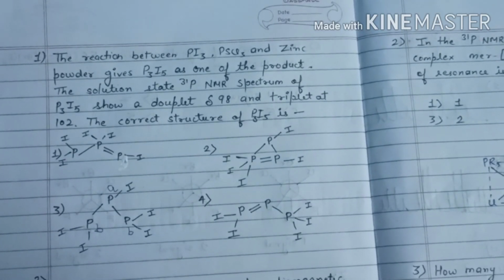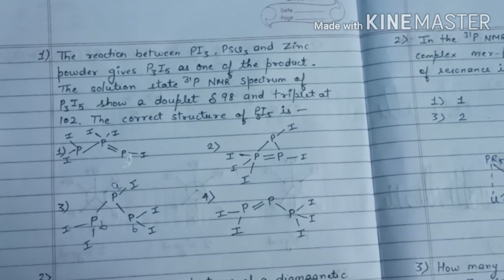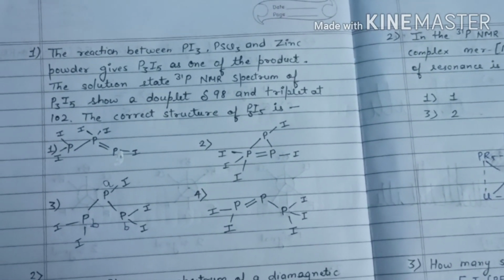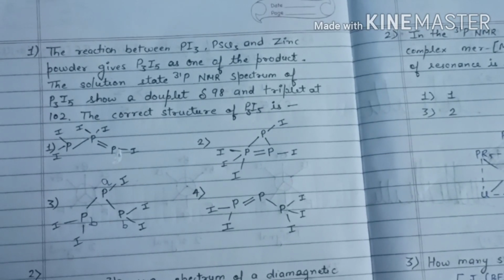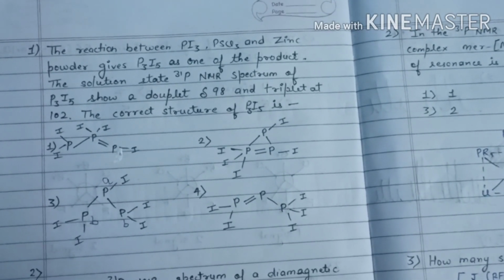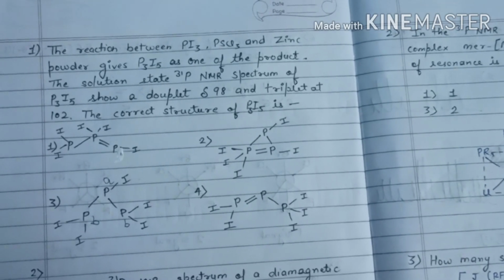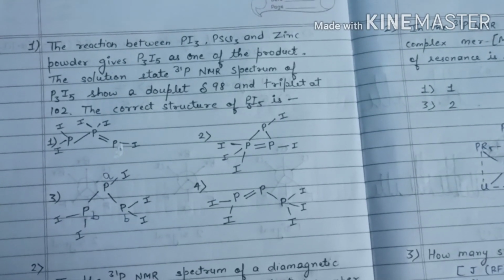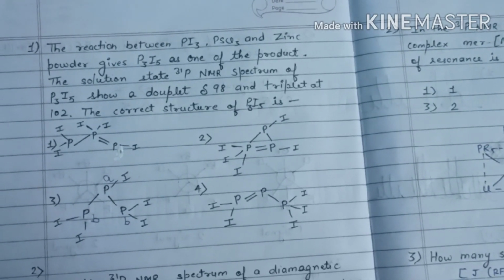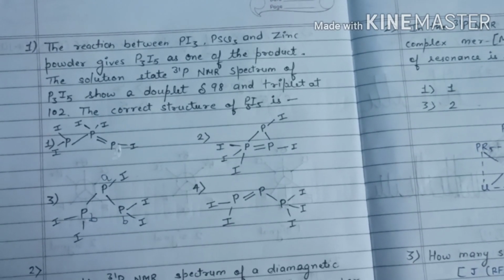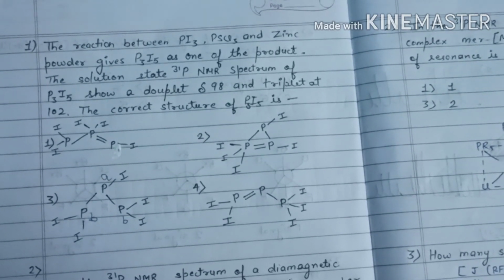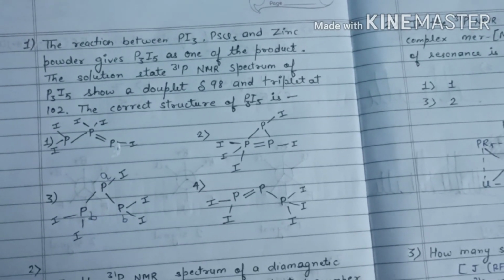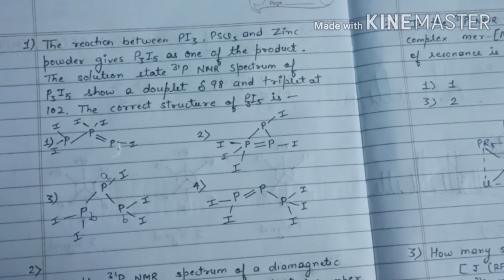Today we will discuss the previous year question asked in CSIR NET or GATE based on inorganic spectroscopy. So the first question is, the reaction between PI3 and zinc powder gives P3I5 as one of the products. The solution state P-31 NMR spectrum of P3I5 shows a doublet at 98 and a triplet at 102. So, what is the correct structure of P3I5?